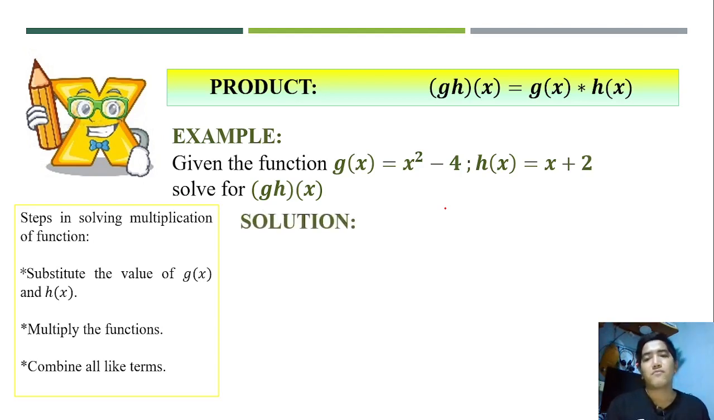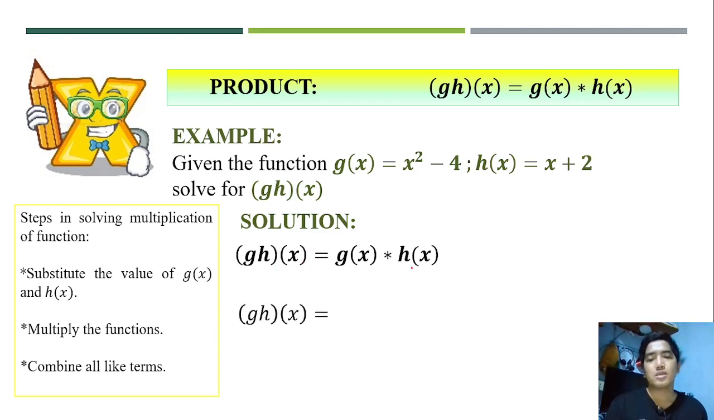So we have here the solution. So g times h of x is equal to g of x multiplied by h of x. G times h of x is equal to, yung function natin na g of x, we have here x squared minus 4, multiply, dun sa ating second function will be x plus 2. Okay?